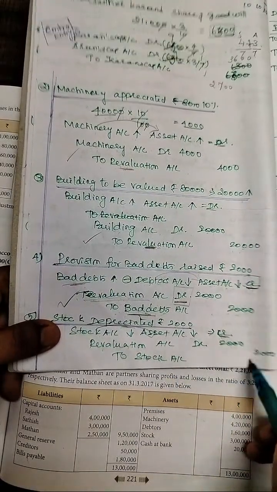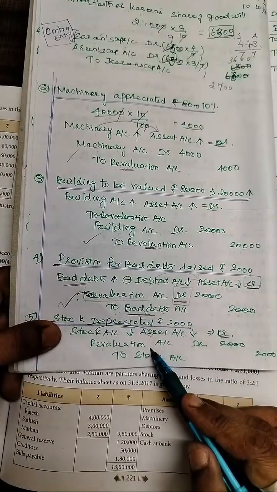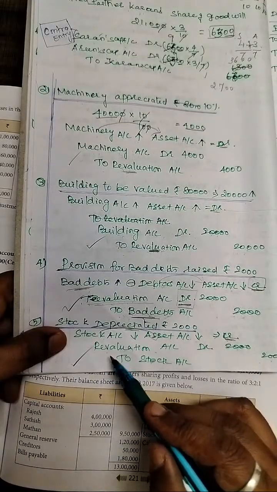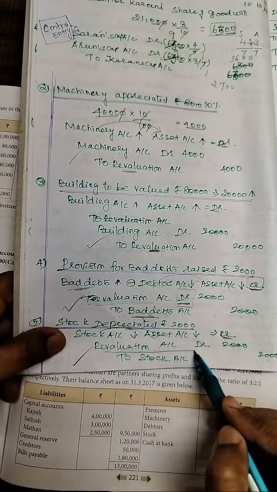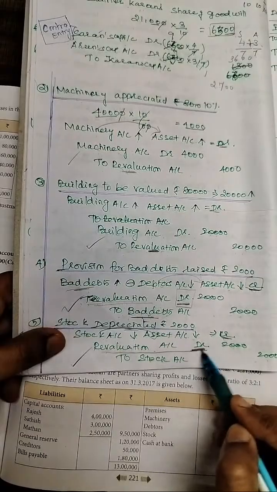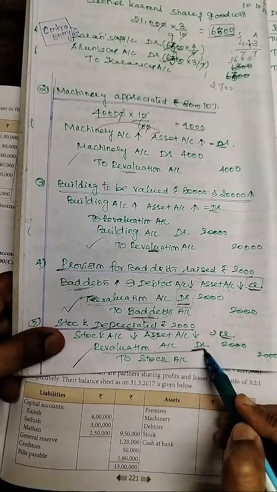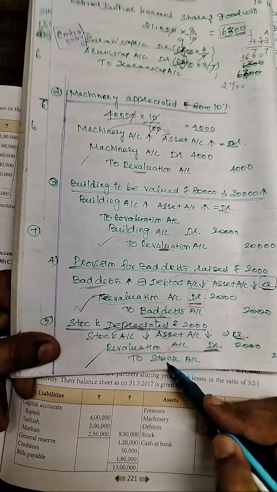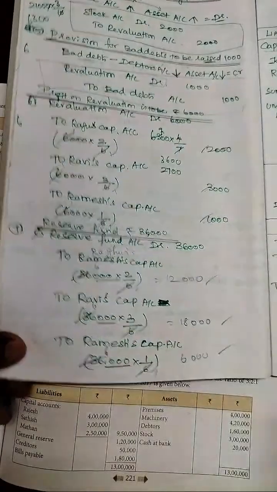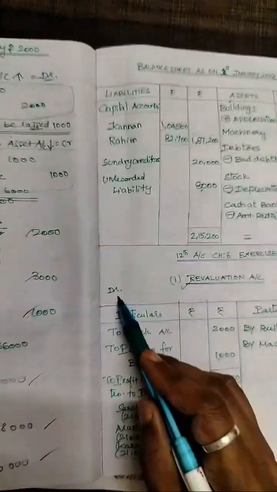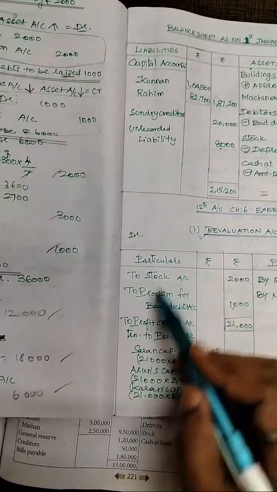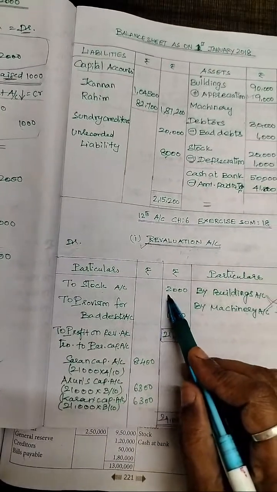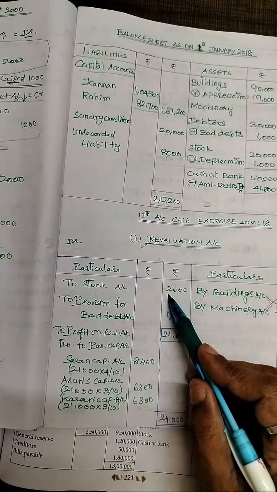Which account is to be debited? The revaluation account is to be debited. Okay, let's take this transaction. In the journal entry, where does the revaluation account appear? It appears on the debtor side. So what do we have to do? We go to the debtor side of the revaluation account and enter the opposite account, that is, to stock account, 2,000 rupees entered on the debtor side of the revaluation account.